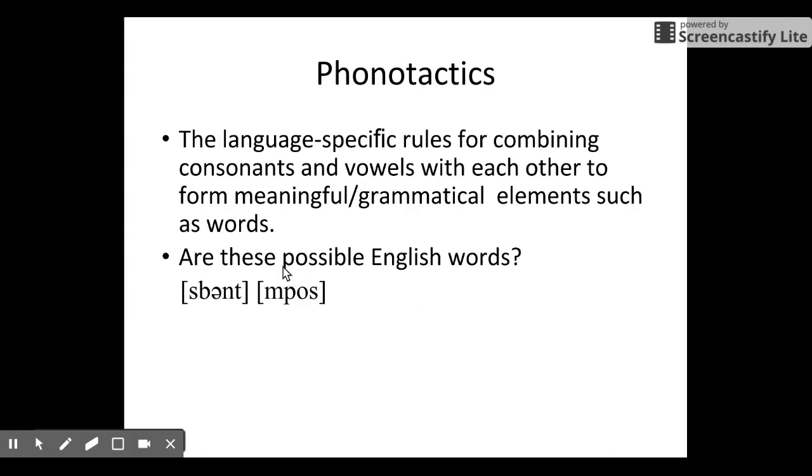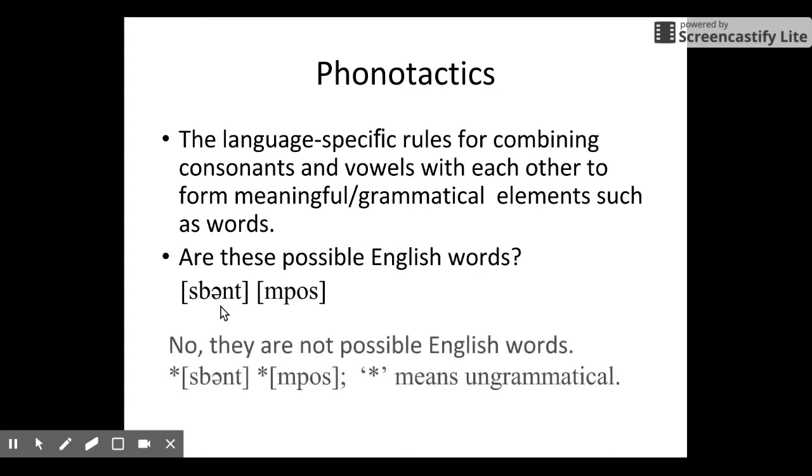So we have to ask, are these possible English words? We have to specify the language, English words. So we have two sounds here, spent and impulse. As you can see, we can pronounce these two sound combinations. Okay. However, are they possible English words? The answer is no. They are not possible English words.